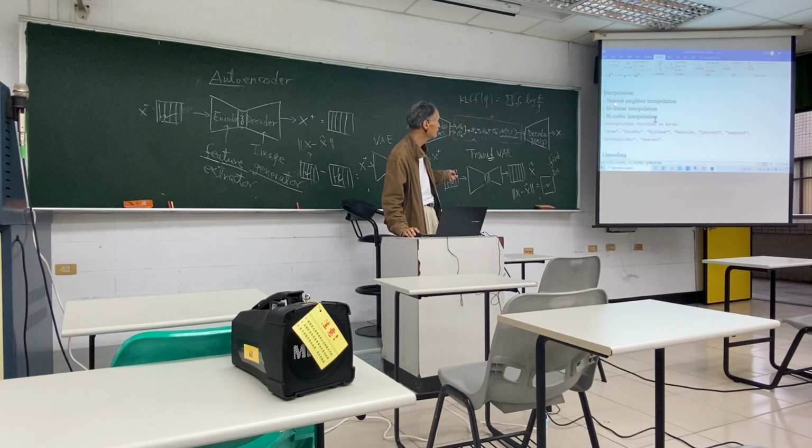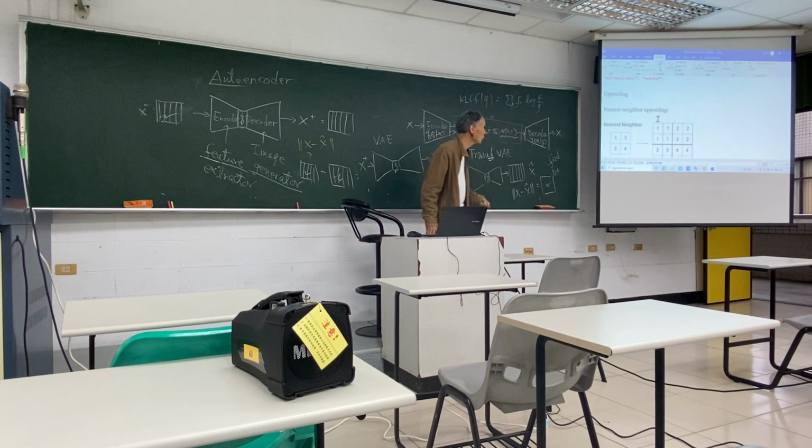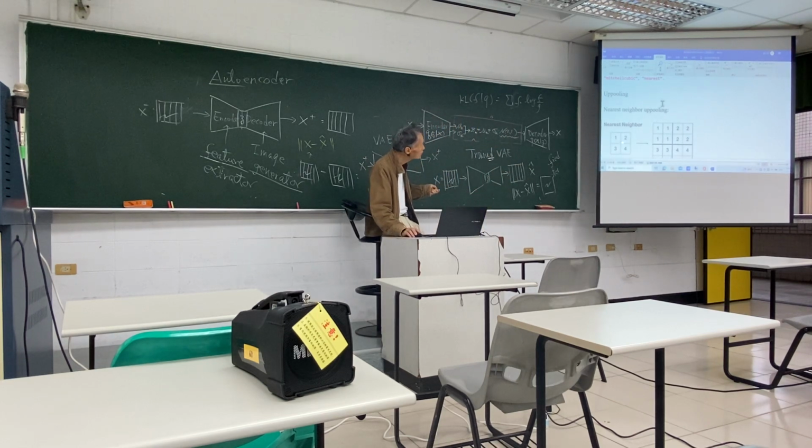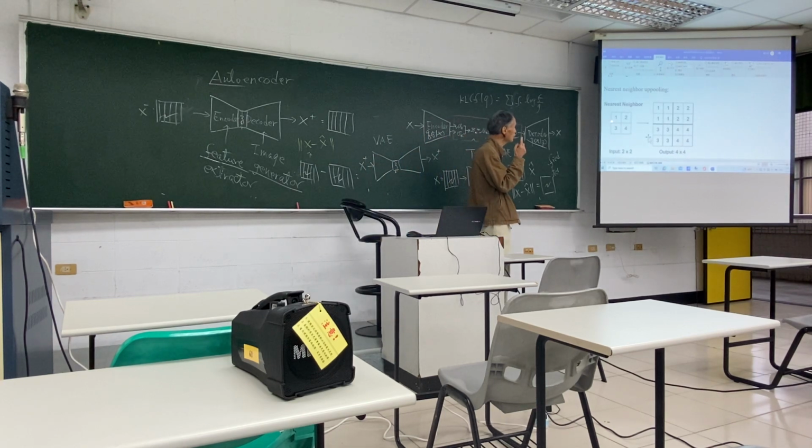Now let's take a look at nearest neighbor interpolation for upsampling. Suppose we do downpooling right here, then in the decoder, the corresponding layer's input is of size 2 by 2, and I want to upsample it to 4 by 4. The input is 1, 2, 3, 4. Now this 2 by 2 becomes 4 by 4. Here's what you can do.